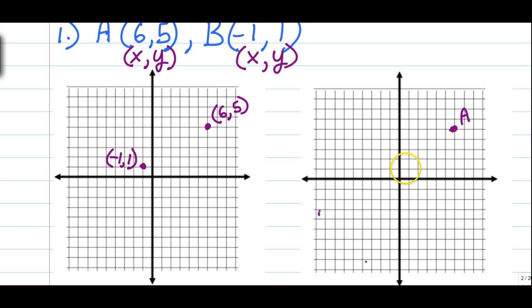Now I'm going to move over and place the B on here. I'm going to start at the origin again and move over a -1 as indicated in my ordered pair, and then up a +1 and place another dot and label it B.